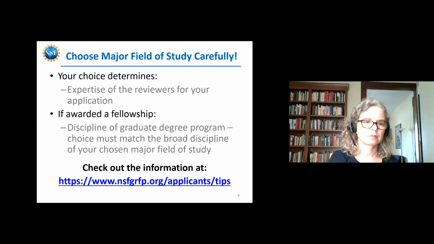Then I'll turn it back over to Dr. Hill. So thanks, Dr. Norman. It's important to remember that the major field of study when you apply with your GRFP application is really important because your choice determines the expertise of the reviewers for your application. And if you are selected to be a fellow, then the discipline for your graduate degree program for your first year must be within that same major field that you chose and used for your application.